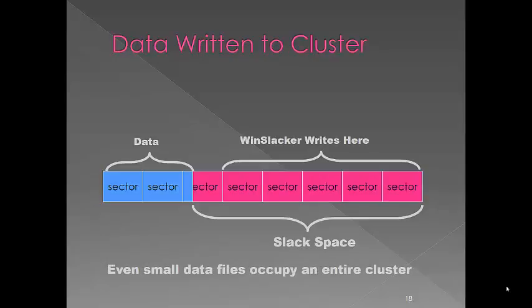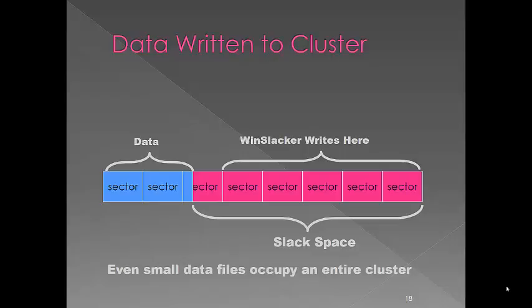So this illustration shows that you have a single cluster and a little bit more than 2 sectors that are occupied with written data, that is file data that was written to the disk on behalf of the file. Where it says data in the blue color, that's the actual file data. And you'll notice that you have all that slack space to the right of it in the magenta color. That's 1, 2, 3, 4, 5, say 5 3/4 sectors.